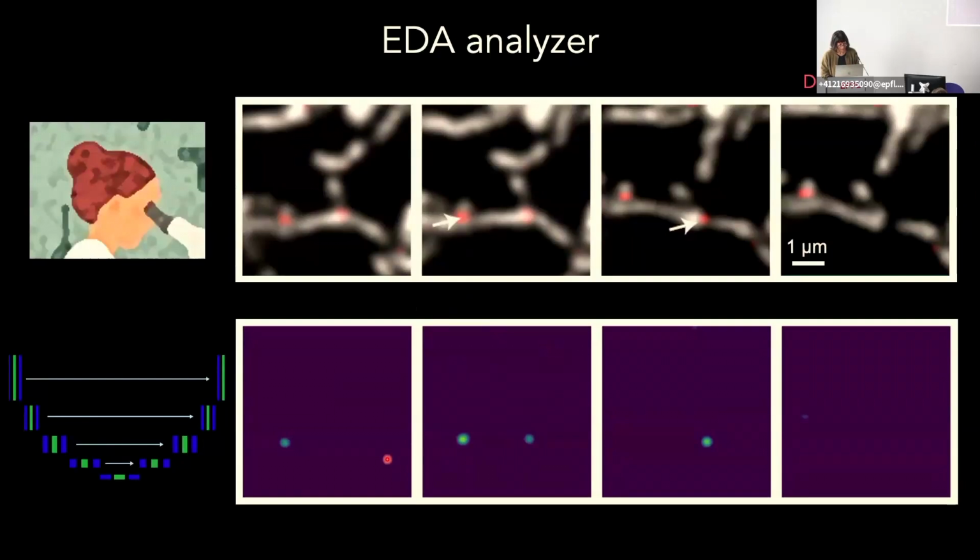And you can see that as the cell continues to evolve dynamically, eventually this site is actually the one which undergoes fission. After this, the neural network does start to detect that one as being more probable to eventually undergo a fission.